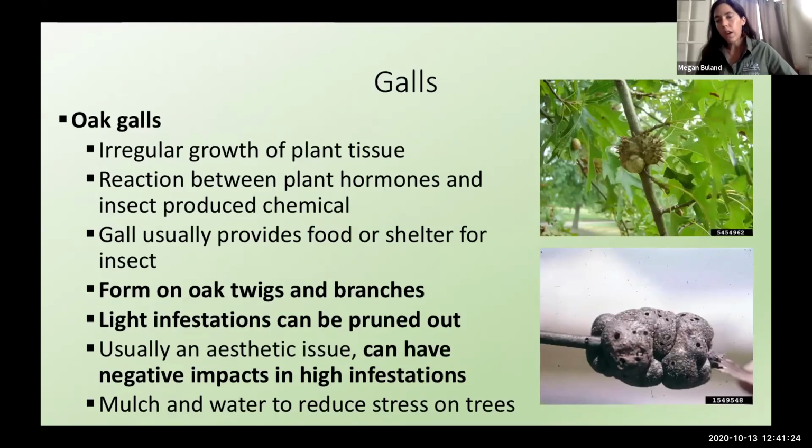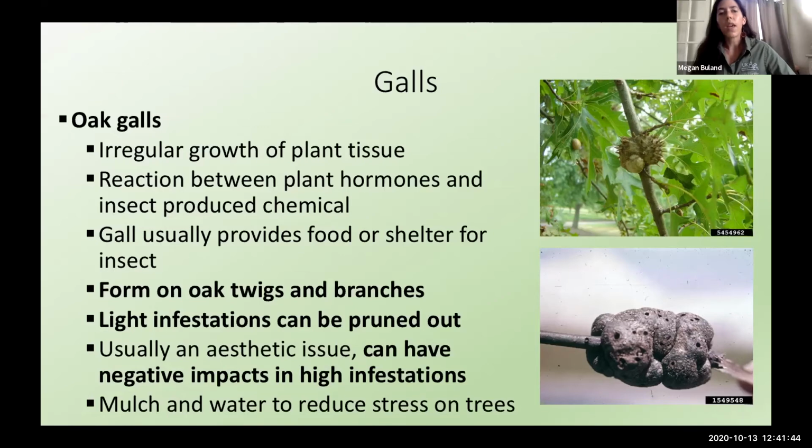Oak galls, as we talked about, are an irregular growth of plant tissue, and they form on oak twigs and on the branches of oak trees. Light infestations are usually what we see, and these can be pruned out, or usually you don't have to do anything at all with these galls.